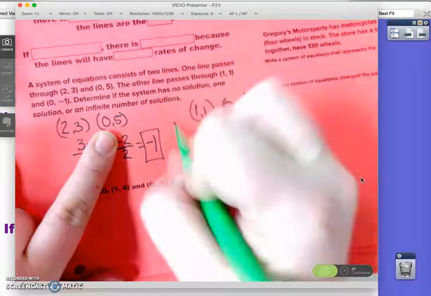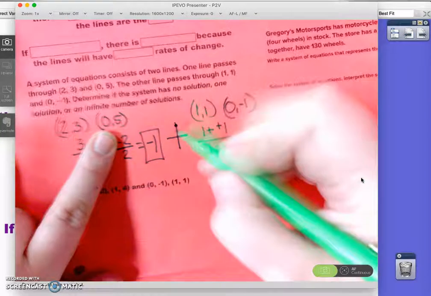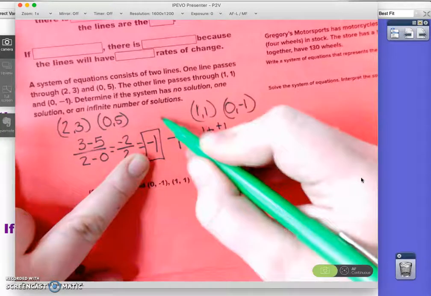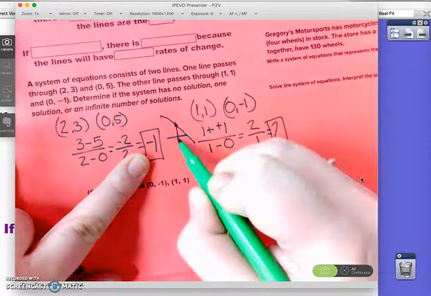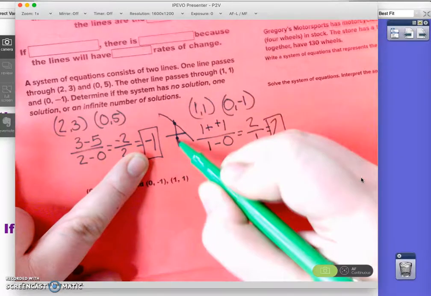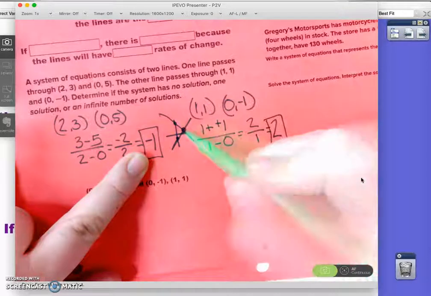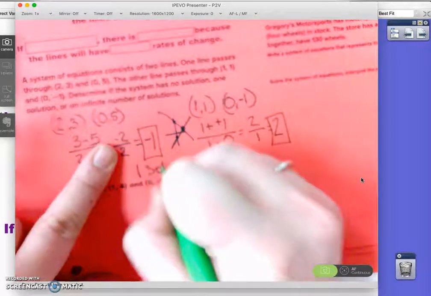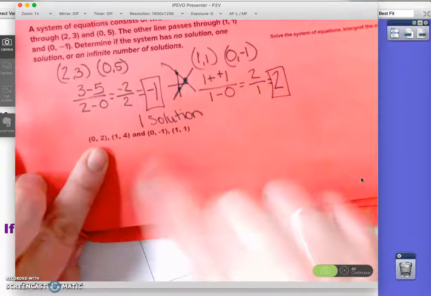If you think about it, one has a y-intercept up here and a slope of negative 1. This one over here has a y-intercept of negative 1 and a positive slope of 2. So these two lines are only going to have one solution. Okay, so here let's look again.